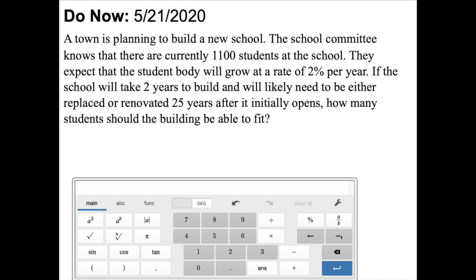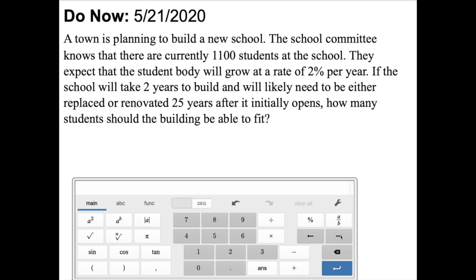So here's the question for today. A town is planning to build a new school. The school committee knows that there are currently 1,100 students at the school. They expect that the student body will grow at a rate of 2% per year. If the school will take 2 years to build and will likely need to be either replaced or renovated 25 years after it initially opens, how many students should the building be able to fit?